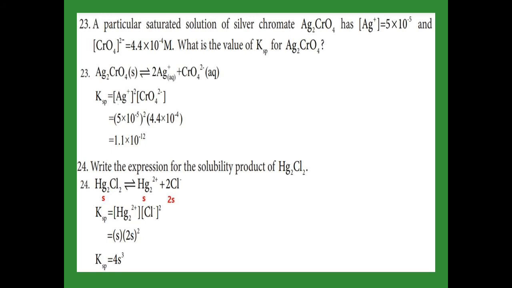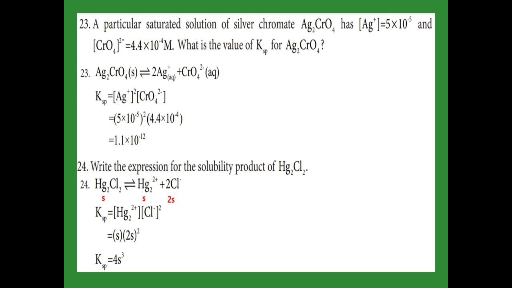Question number 23. Silver chromate. In that silver chromate, the concentration of Ag plus is given as 5 into 10 power minus 5, and the chromate 2 minus concentration is 4.4 into 10 power minus 4 molarity. We have to find the solubility product for silver chromate. Silver chromate splits in water. Ag plus has valency plus 1, but on the reactant side we have 2 silvers, so in front of Ag plus we have to put 2. The chromate valency is 2 minus, and in the reactant there is only 1 chromate, so there is no number in front of CrO4 2 minus.